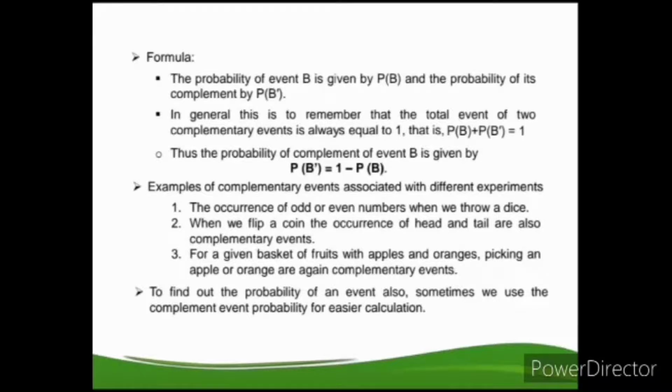Examples of complementary events associated with different experiments. First, the occurrence of the odd or even numbers when we throw a dice. Second, when we flip a coin, the occurrence of head and tail are also complementary events. Third, for a given basket of fruits, apples or oranges, picking an apple or orange are again complementary events. To find out the probability of an event also, sometimes we use the complement event probability for easier calculation.